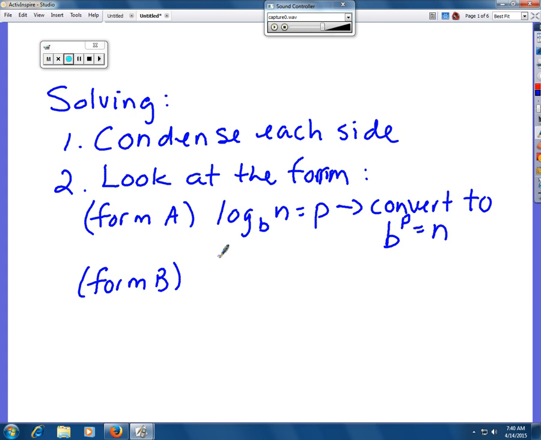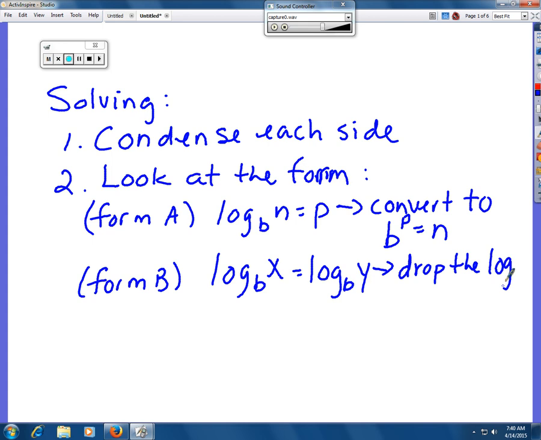And if you have form B, which looks like this: log base b of some argument x is equal to log base b of some argument y. So you have a log on both sides, basically, is what I call that. You'll just drop the logs. And then solve for x, solve for the variable.